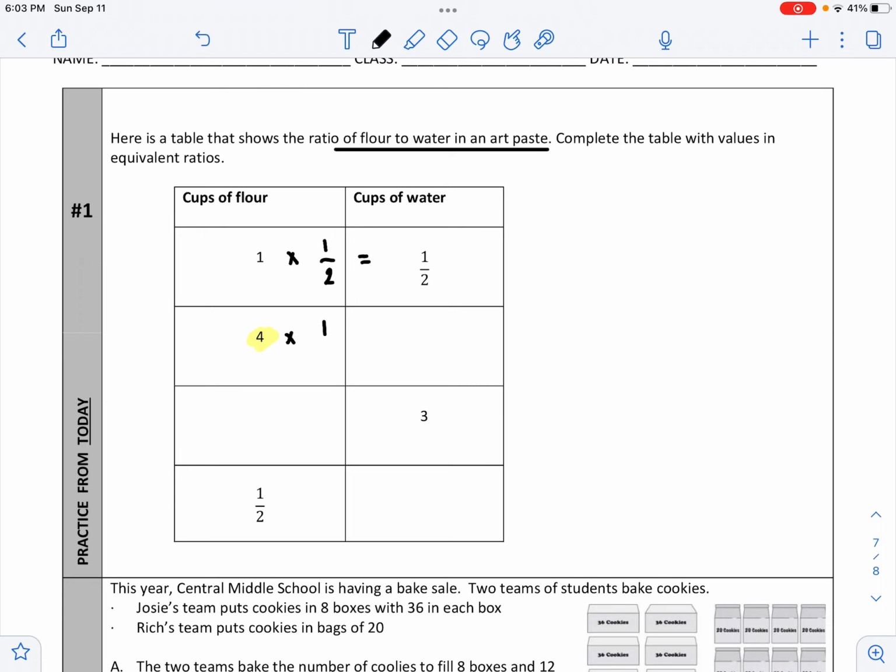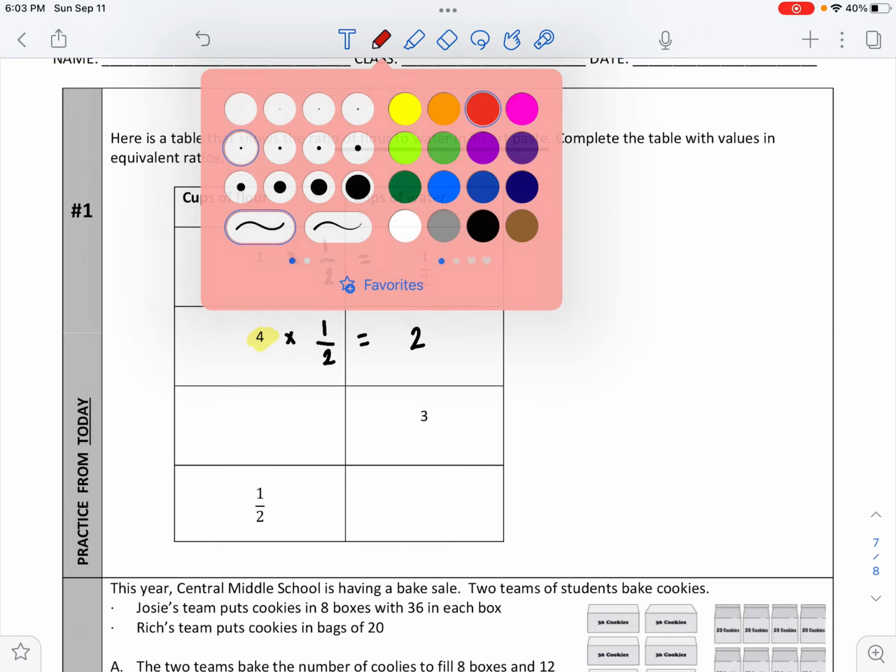Similarly, I'll need to multiply 4 by 1/2 to tell me how many cups of water belong with 4 cups of flour. 4 times 1/2 is of course 2, half of 4 is 2, and so I know that I need 4 cups of flour for every 2 cups of water.